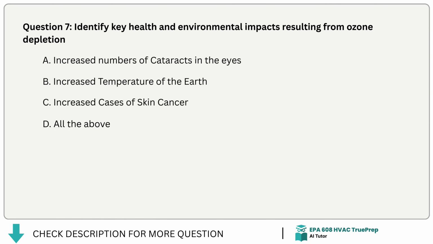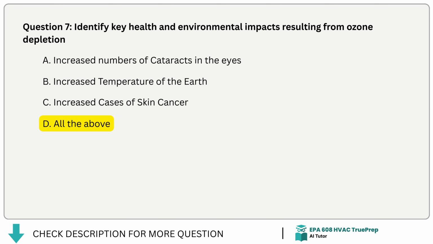Question 7. Identify key health and environmental impacts resulting from ozone depletion. A. Increased numbers of cataracts in the eyes. B. Increased temperature of the earth. C. Increased cases of skin cancer. D. All the above. The correct answer is D.